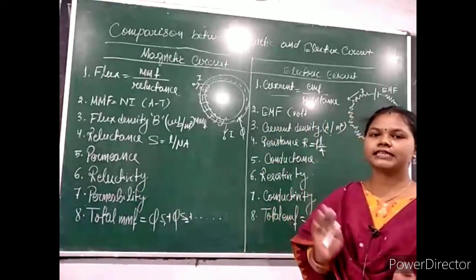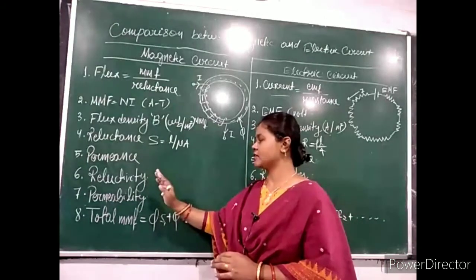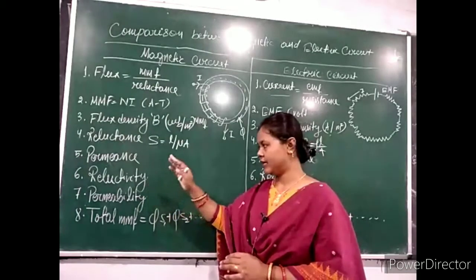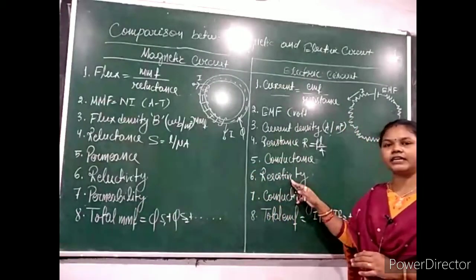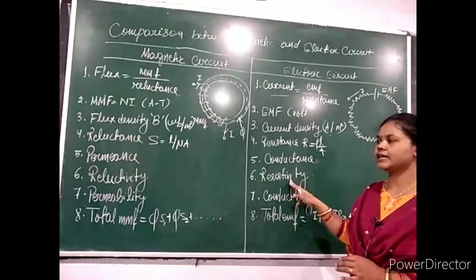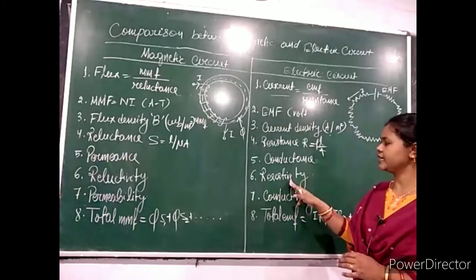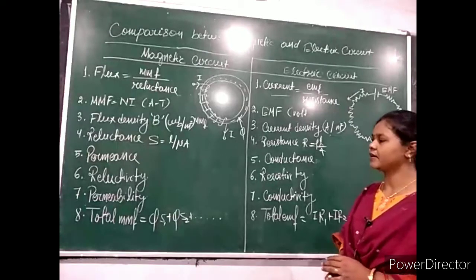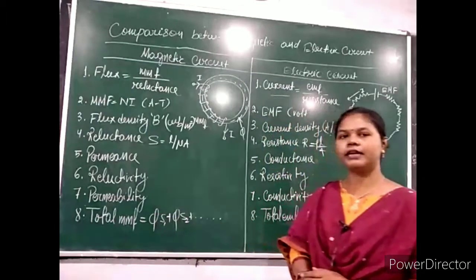Then come to the sixth point of comparison, reluctivity. Reluctivity in a magnetic circuit is analogous to resistivity in an electric circuit. And what is reluctivity? It is the reciprocal of the permeability. In an electric circuit, resistivity is the reciprocal of conductivity. Clear?